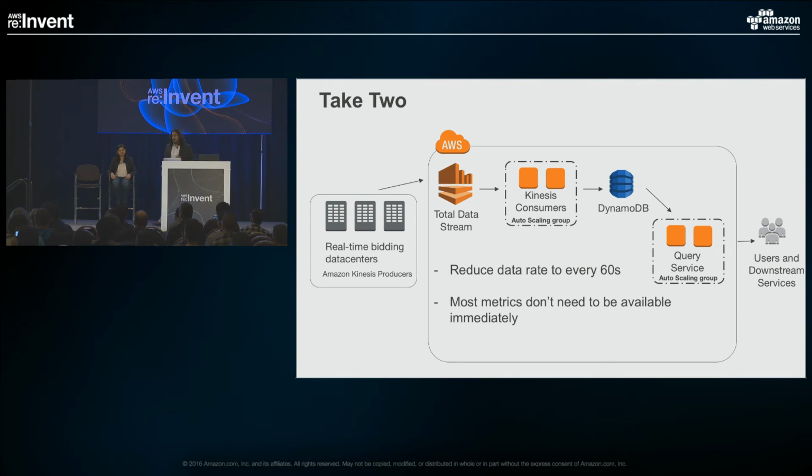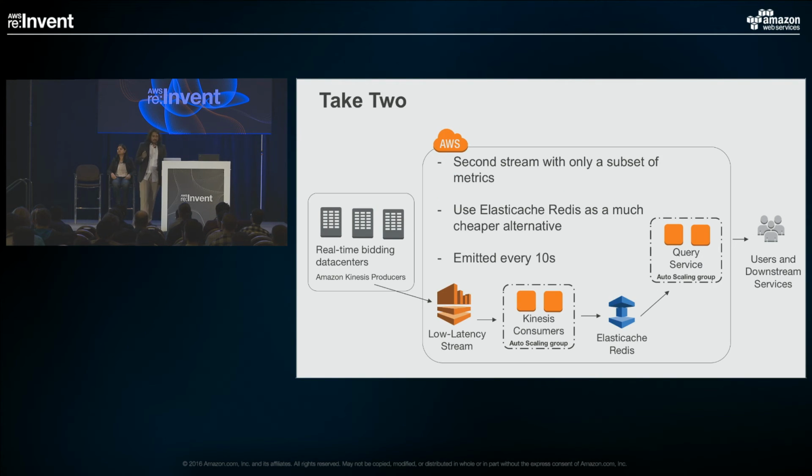But that won't cut it for some of our metrics. Some of our metrics, like how much money we're spending, how many impressions we've served, really vital things like that, need to be available more frequently. So at the same 10-second interval we initially intended, we have a second stream that is much smaller because we have fewer numbers really that need to track. And we're writing into Elasticache Redis.